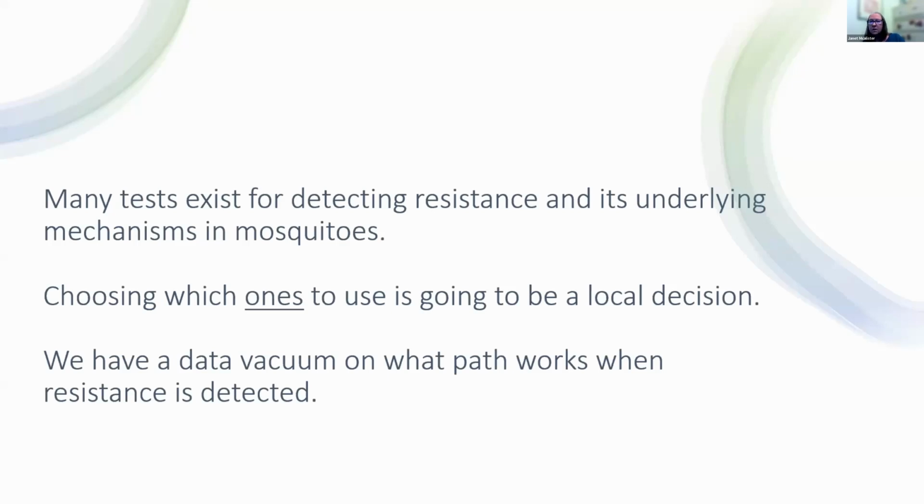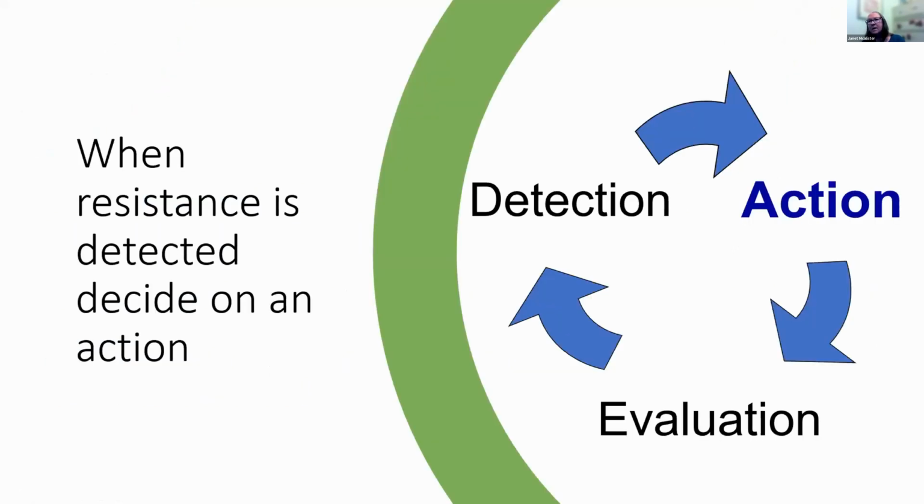Where we have the biggest issue when it comes to insecticide resistance is we have a real data vacuum on what path works when resistance is detected. And I was very encouraged to see a lot of the work that's being done around the world that's trying to address that data vacuum on what choice you make and how it is actually affecting both the control of the vectors and potentially the transmission of the diseases in your part of the world that you're most interested in.